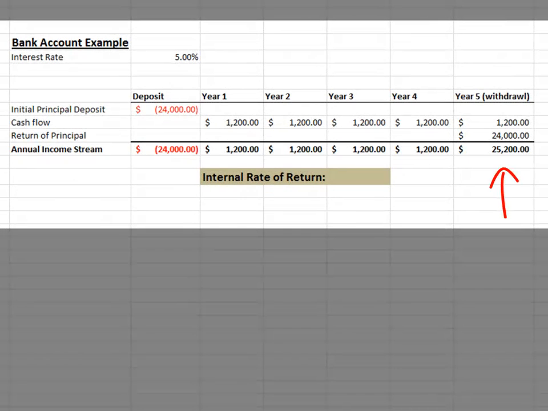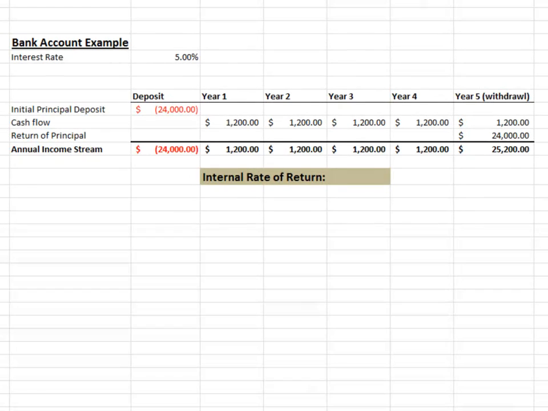At the end of the 5th year, we cash out and take both our interest earned that year and our initial deposit out of the bank. IRR calculations require both a purchase and a sale, or in this case, a deposit and a withdrawal, as the purpose of an IRR calculation is to measure the return of the investment from beginning to end.